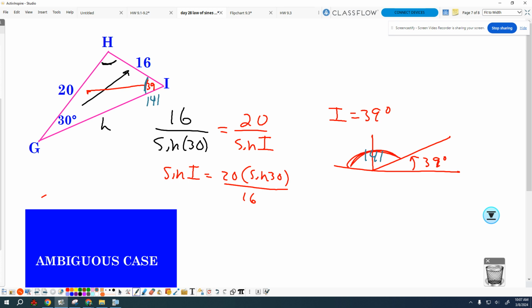So this one, you're right, 39 worked, and I would do 30 plus 39, subtract that from 180 and get a big fat angle H. Or maybe the big fat angle was angle I and H was skinny.